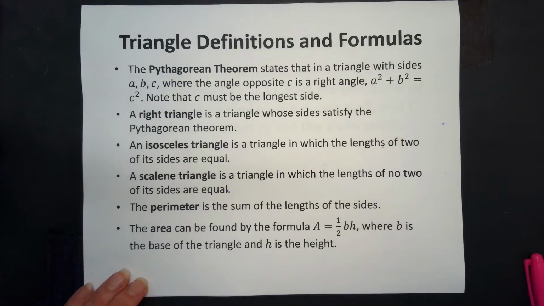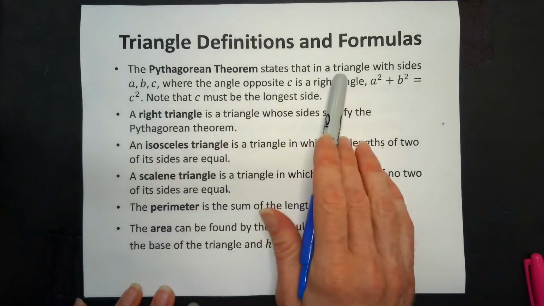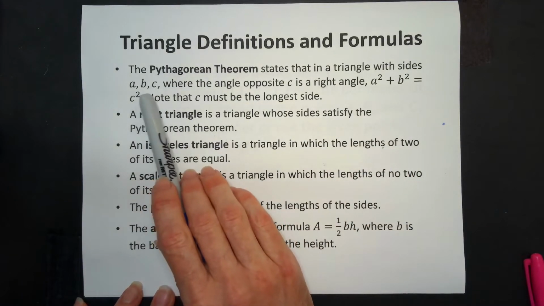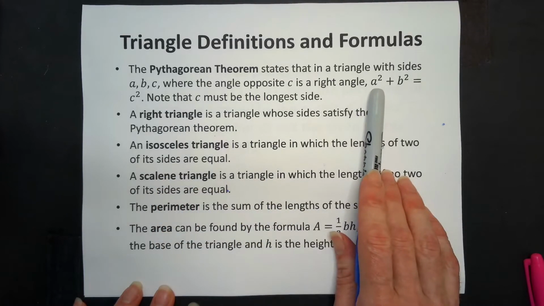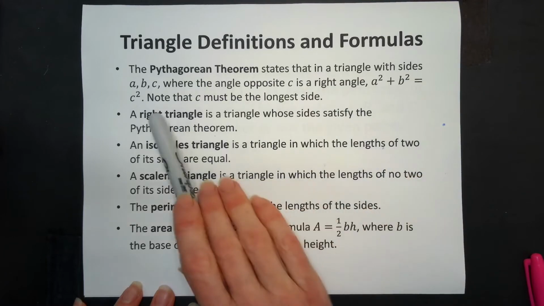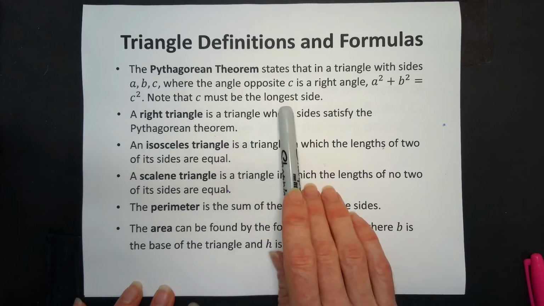All right, so we want to go over some definitions of triangles because we're going to use this information to help solve triangles. Distance and midpoint. The Pythagorean theorem states that for a triangle with sides A, B, C, where the angle opposite C is a right angle, then A squared plus B squared equals C squared. Note that C must be the longest side.